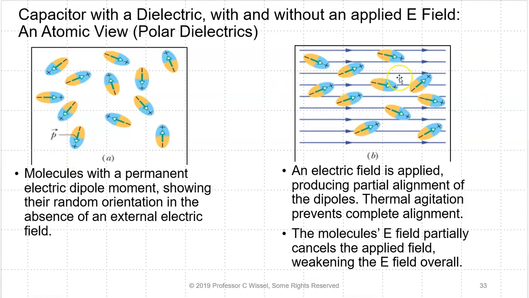Now when you apply an electric field, they tend to line up with the electric field. So this is the positive side of the electric field, which will attract the negative parts of these dipoles. This is the negative part of the electric field that will attract the positive side. So the electric field is applied and produces partial alignment of the dipoles. Now thermal agitation typically prevents complete alignment. But these little molecules have an electric field, and you can see this one is partially attracted to the positive side. So you see that partially cancels it, so it weakens the overall electric field. And that's what dielectrics always do. They always weaken the overall electric field.